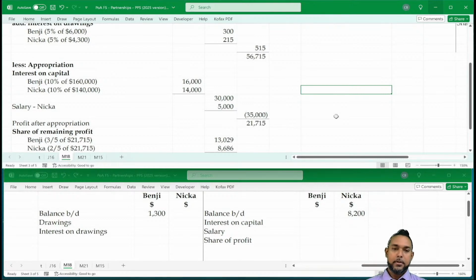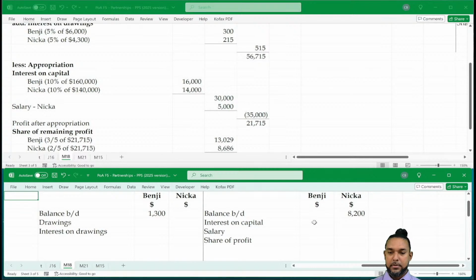Right. So I'm gonna put in a couple of pieces here. The interest on capital, 16 and 14. Salary. Only Nika had a salary, so you put a 0 under Benji and the 5,000, or however much the value is, in Nika's column. And the share of profit, so 13 or 29. I'll hold it there for a minute or two, and let you all fill in the drawings, interest on drawings, and then balance it off. It's quite possible that Benji could still end up with a debit balance, but I feel they'll both end up with credit balances.